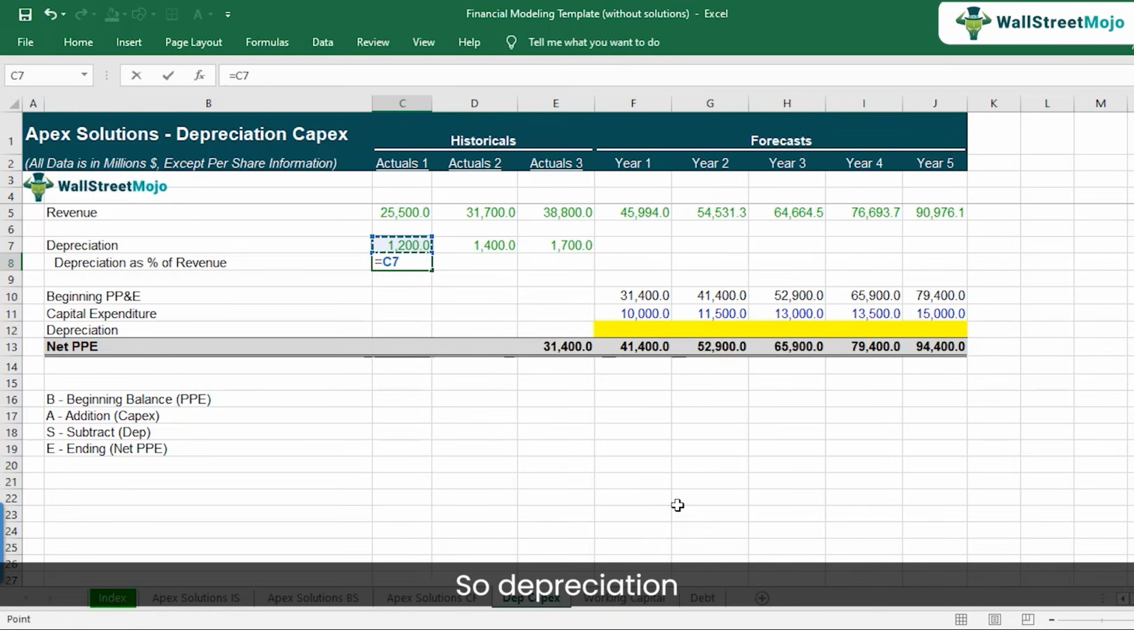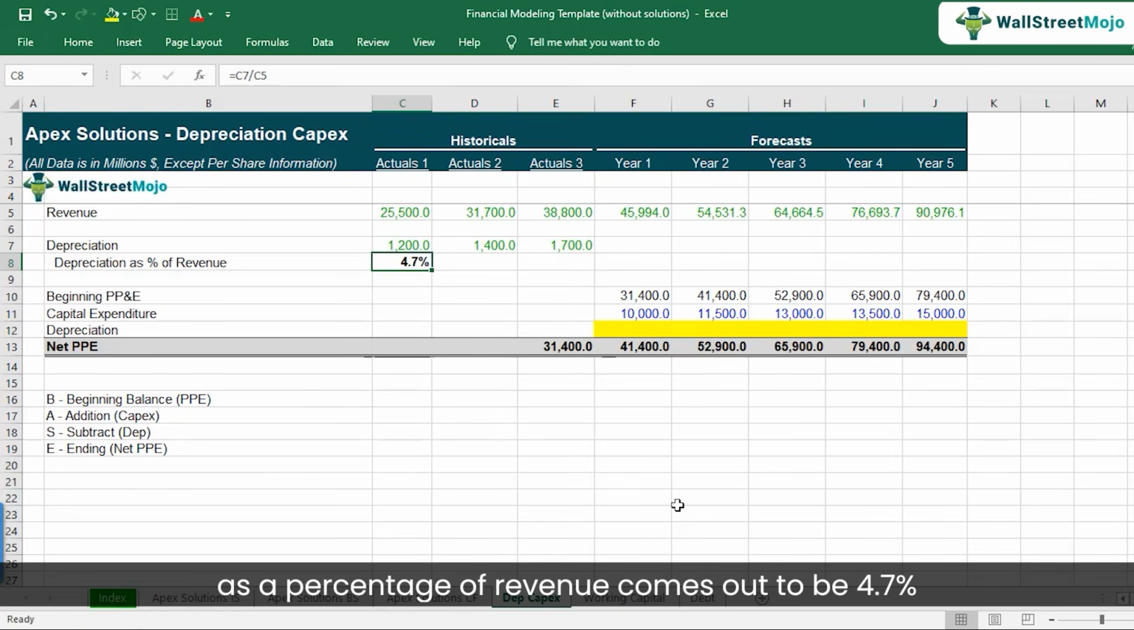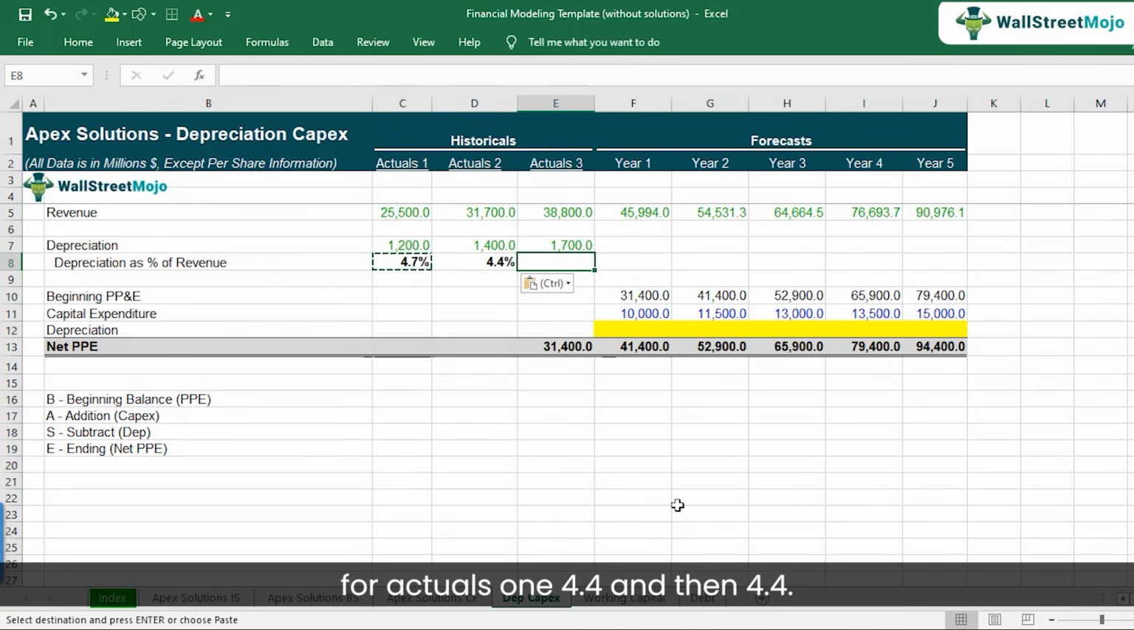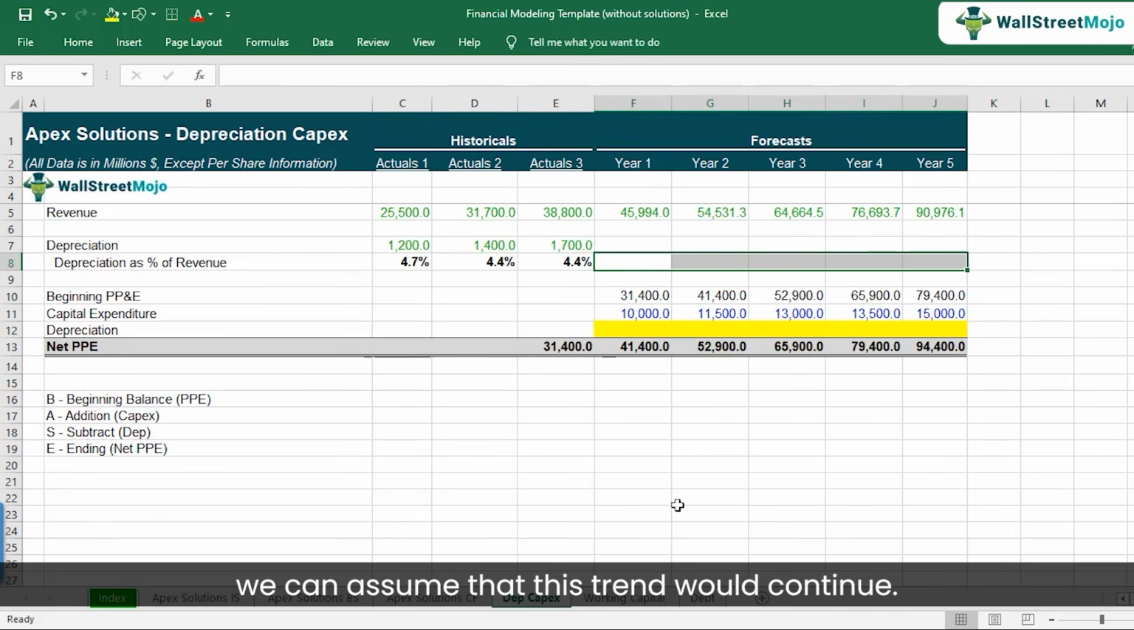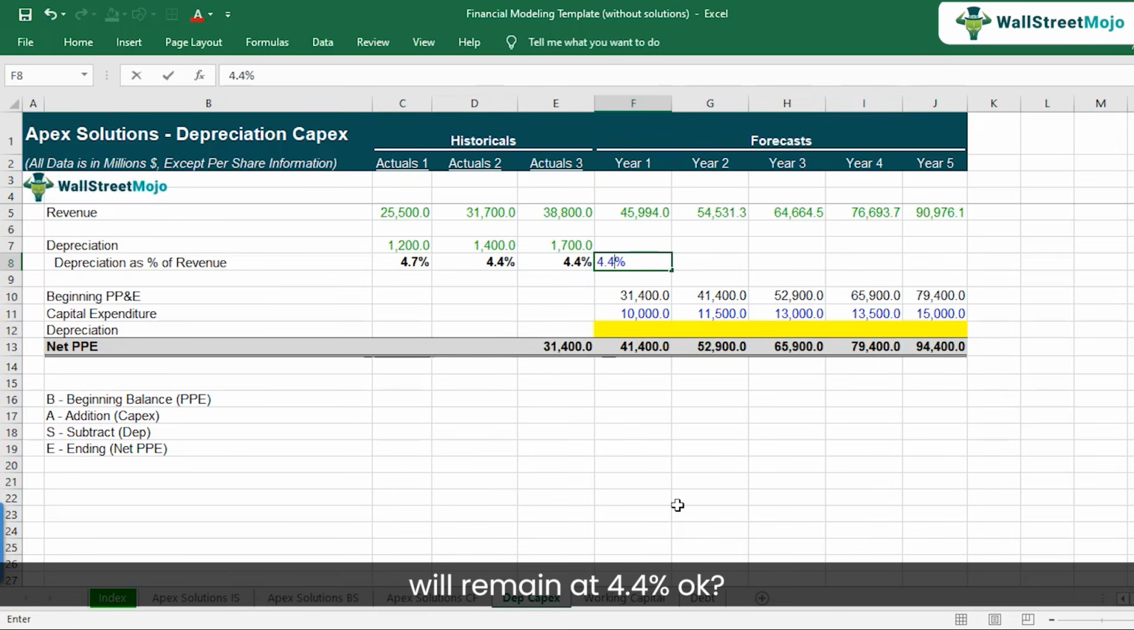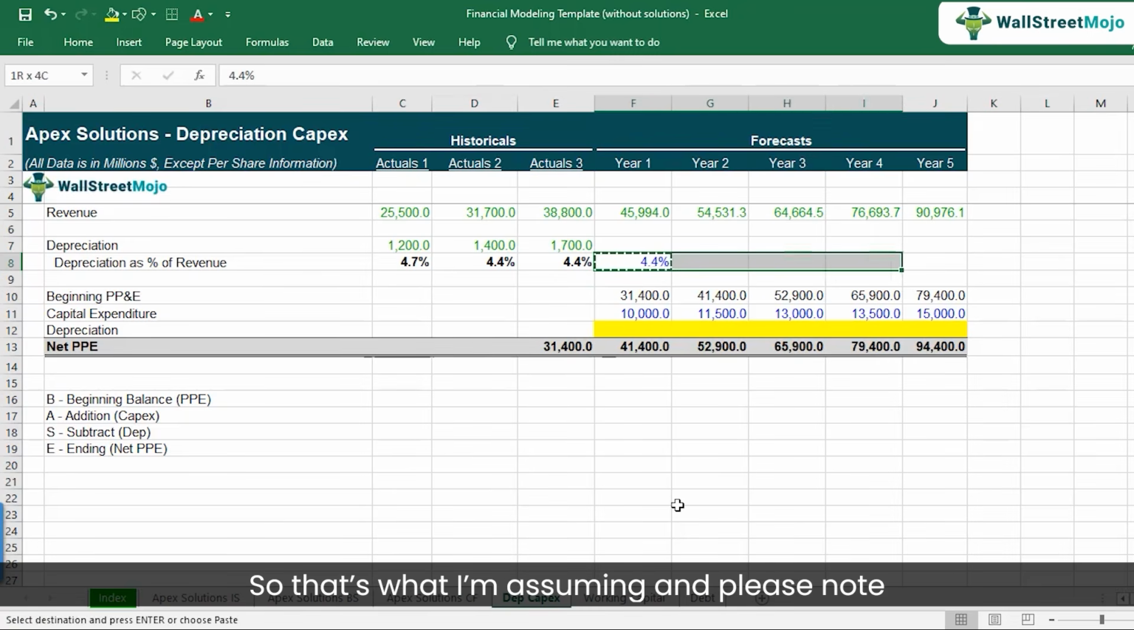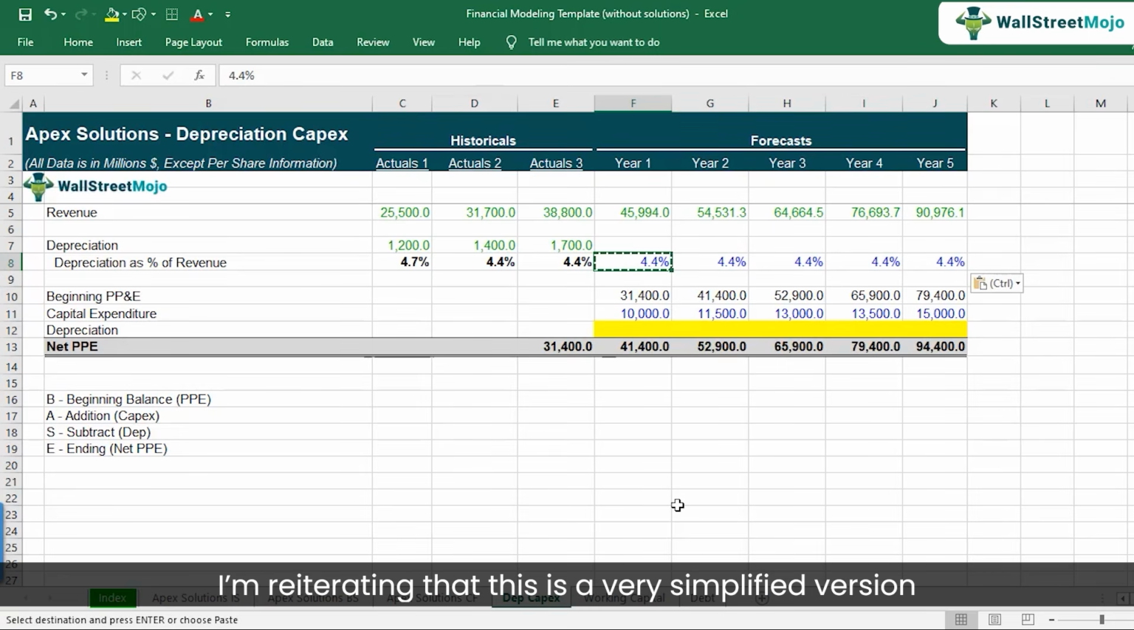Okay. So depreciation as a percentage of revenue comes out to be 4.7% for actuals 1, 4.4, and then 4.4. So what we can do here is that in the future years as well, we can assume that this trend would continue. So depreciation as a percentage of revenue will remain at 4.4%. Okay, so that's what I'm assuming. And please note, I'm reiterating that this is a very simplified version of figuring out what depreciation amount will be.